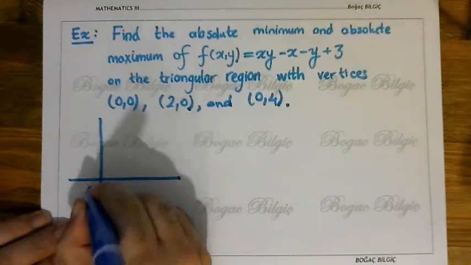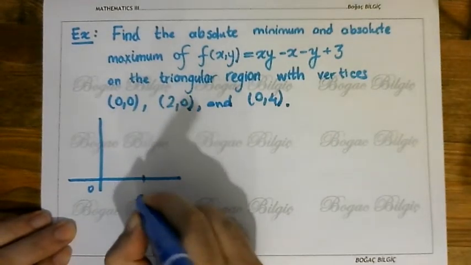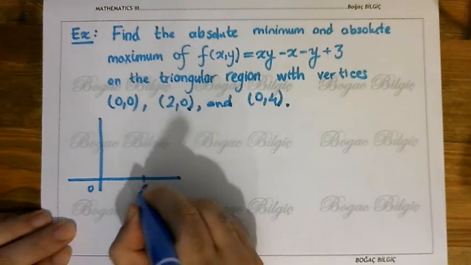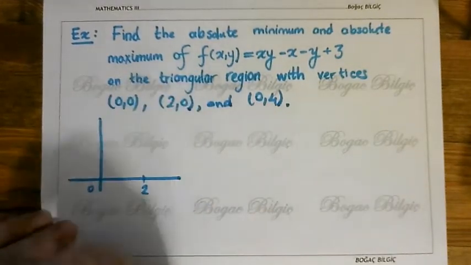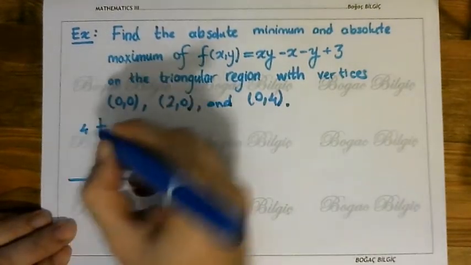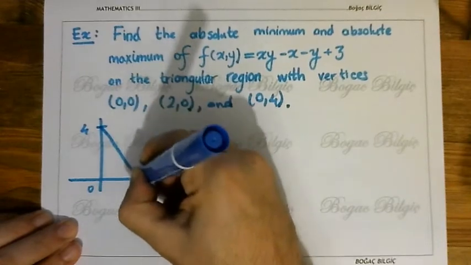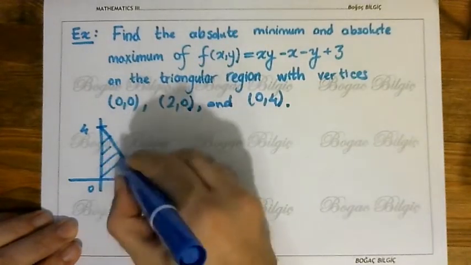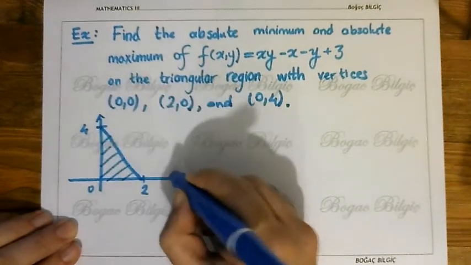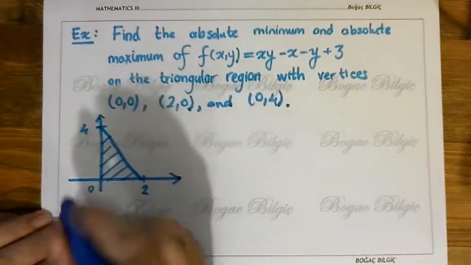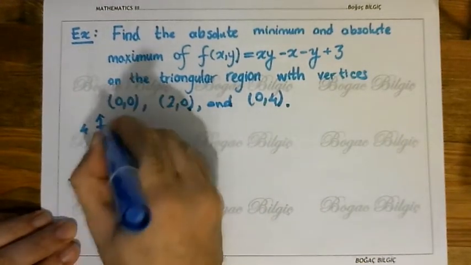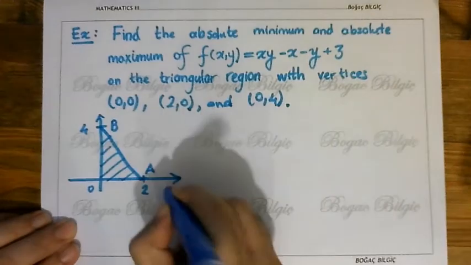Zero, 0 point, 2, 0 point, and 0, 4 point. Region, this area. A, B point, X, Y.